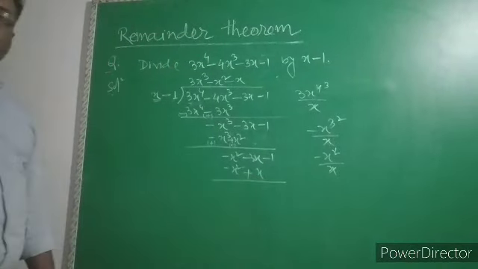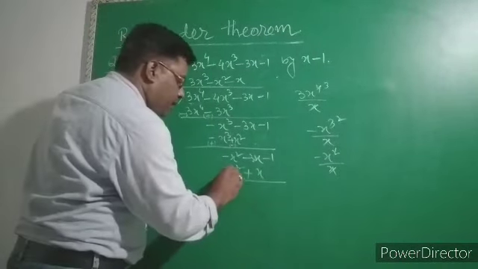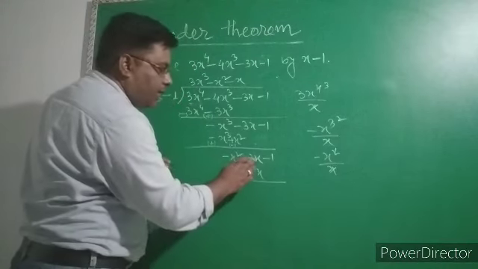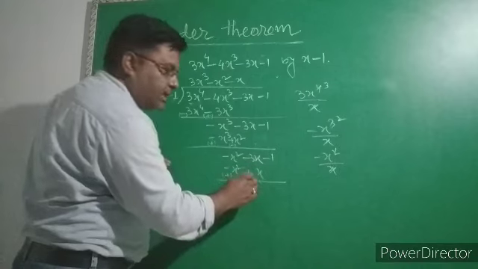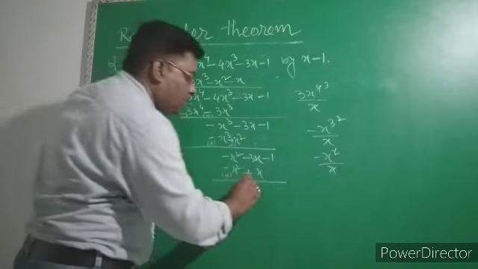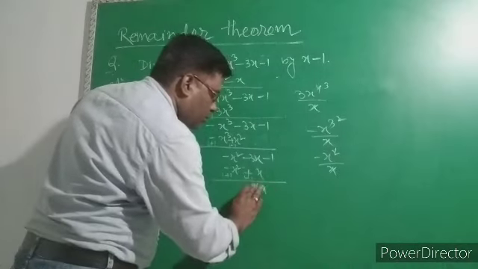Next we have to subtract. It becomes plus, this becomes minus. That is minus x square plus x square cancel. So minus 5x minus x, both are the same sign, so it will be minus 4x.